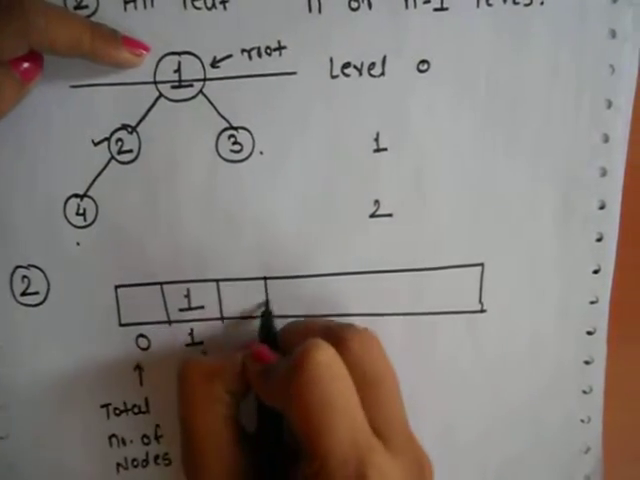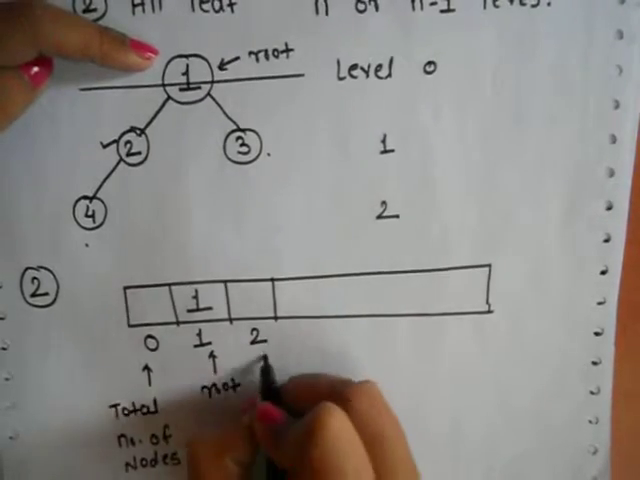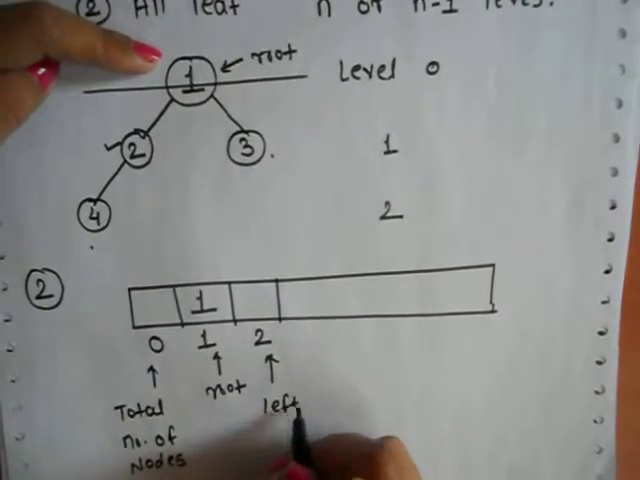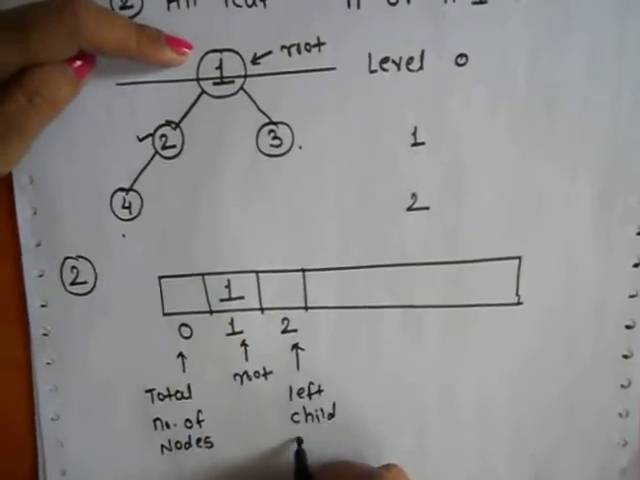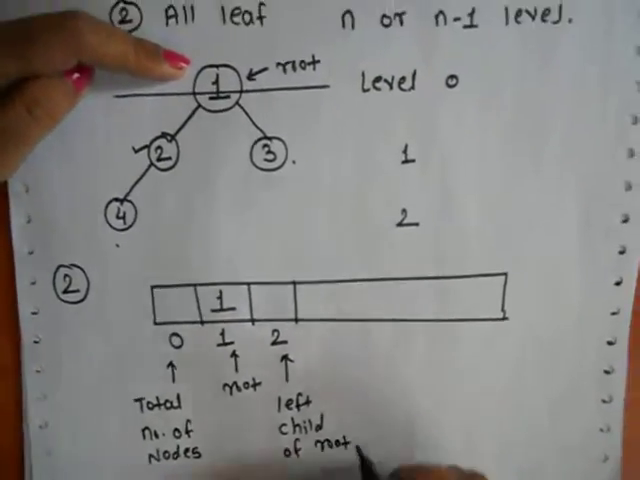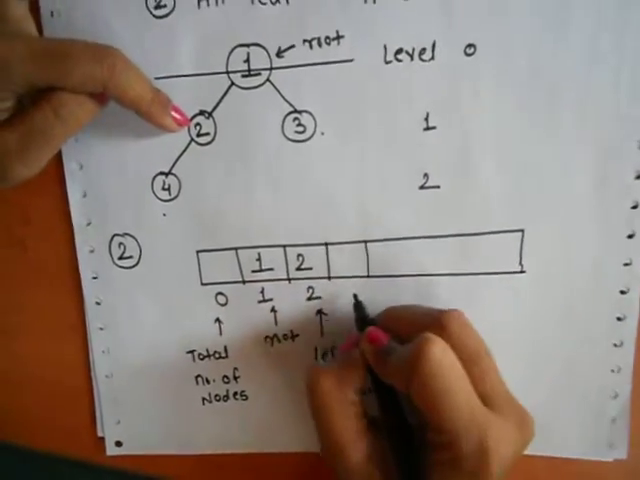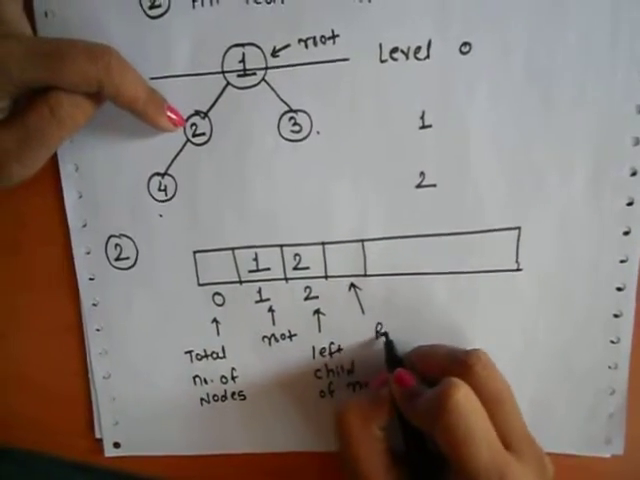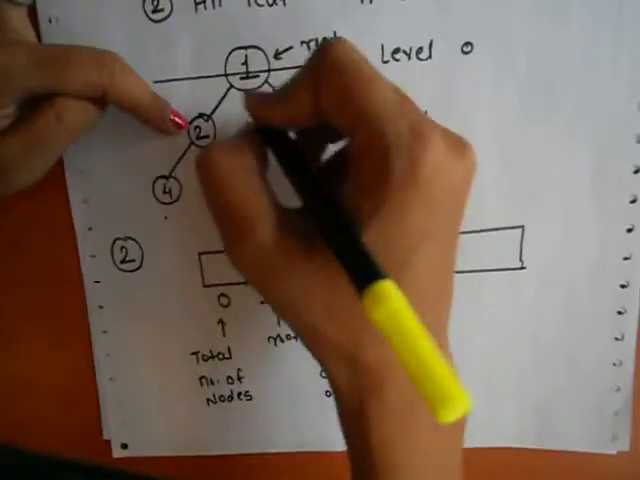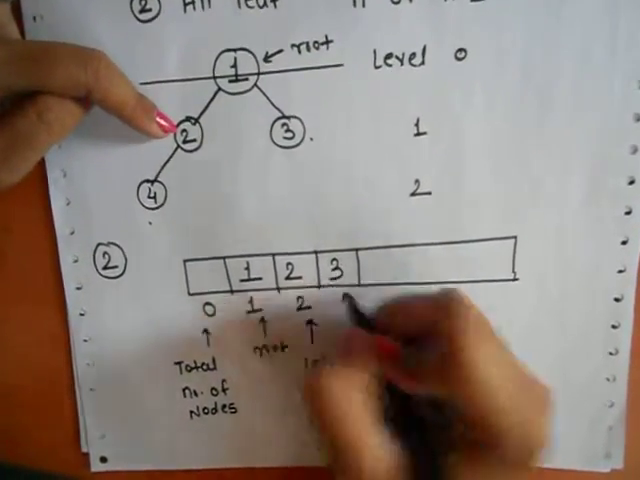Then on the second position we will place the left child of the root node. So what is the left child of the root node? 2. On the third position we will place the right child of the root. So we have the right child as 3.